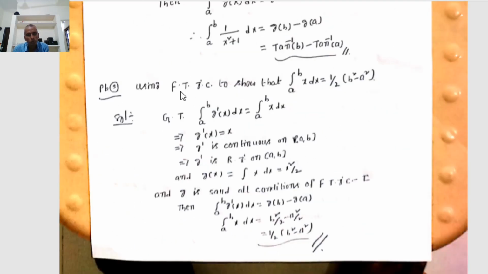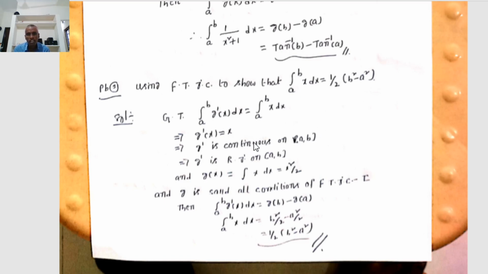Similarly, next, using the fundamental theorem of integral calculus, we show that the integral from a to b of x dx equals 1 by 2 into b square minus a square. That is the given integrand compared to the integral from a to b of g dash of x dx. Given that, it implies g dash of x equals x. That implies x is a continuous function for all x belonging to R.